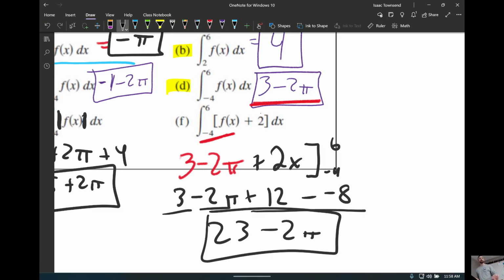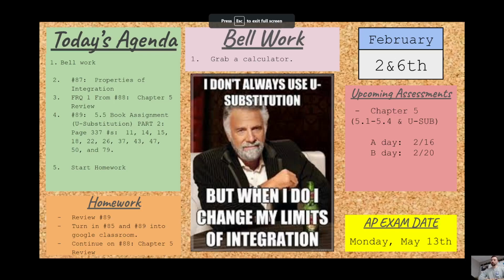But I may ask for homework points, so of course, please file it away in your binder accordingly. So that's supposed to be 87. Next up, we're going to do one FRQ from number 88.